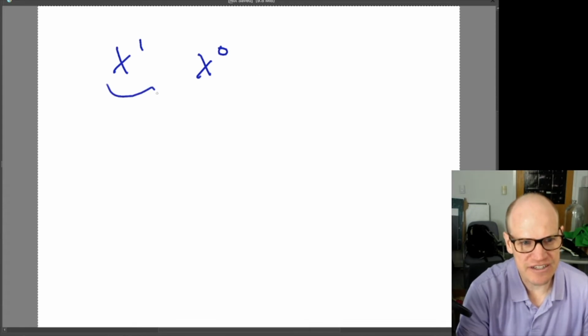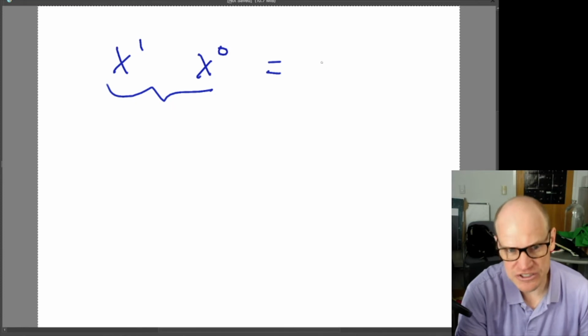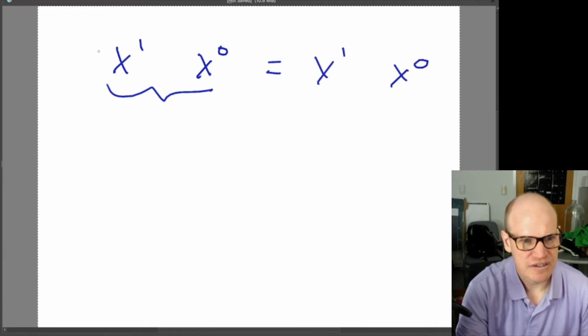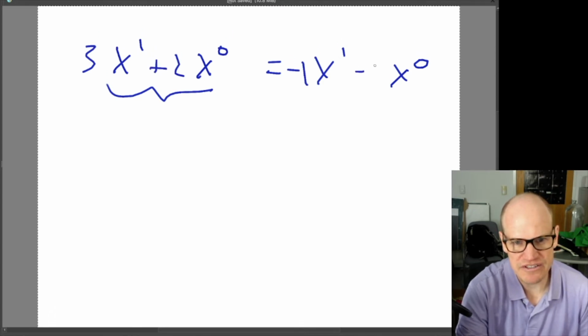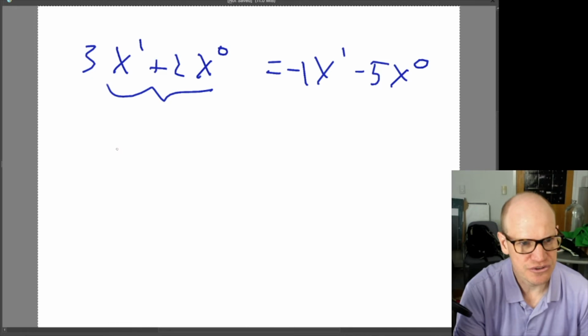And you devise an expression made of those two components and you set it equal to another expression made of the same components. Okay, so you're going to have like a 3 and a 2, and maybe this is a +2, and you might have a -1 and a -5, something like this. And then you can simplify this.